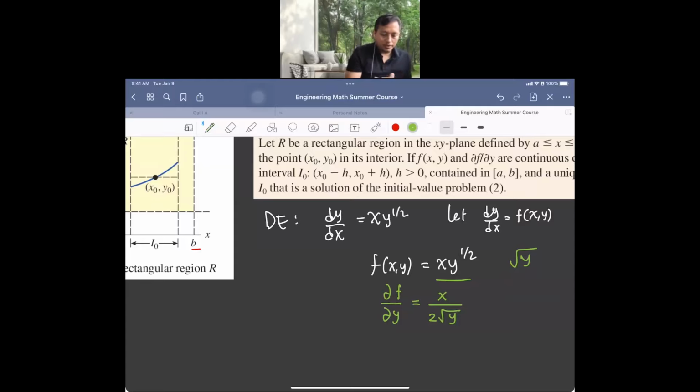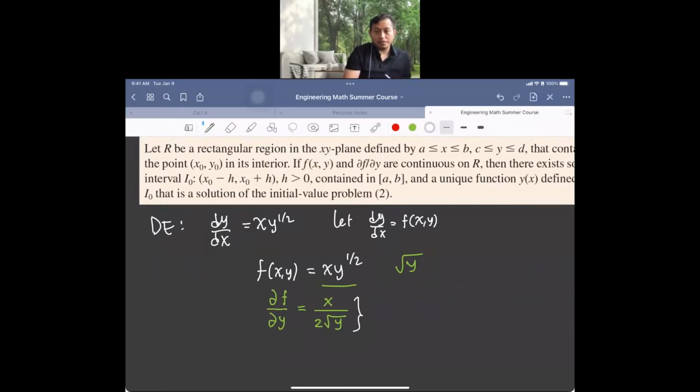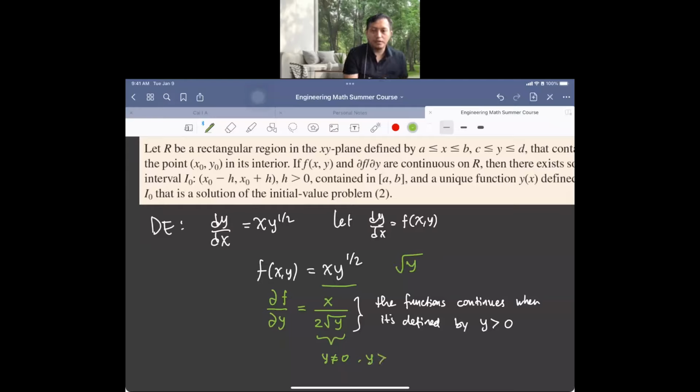And from here, from this ∂f/∂y, we can conclude that the function is continuous when it's defined for y positive, right? Because the bottom cannot be zero, and of course y should be greater than zero because of the domain of the function. I hope you get why y should be positive.